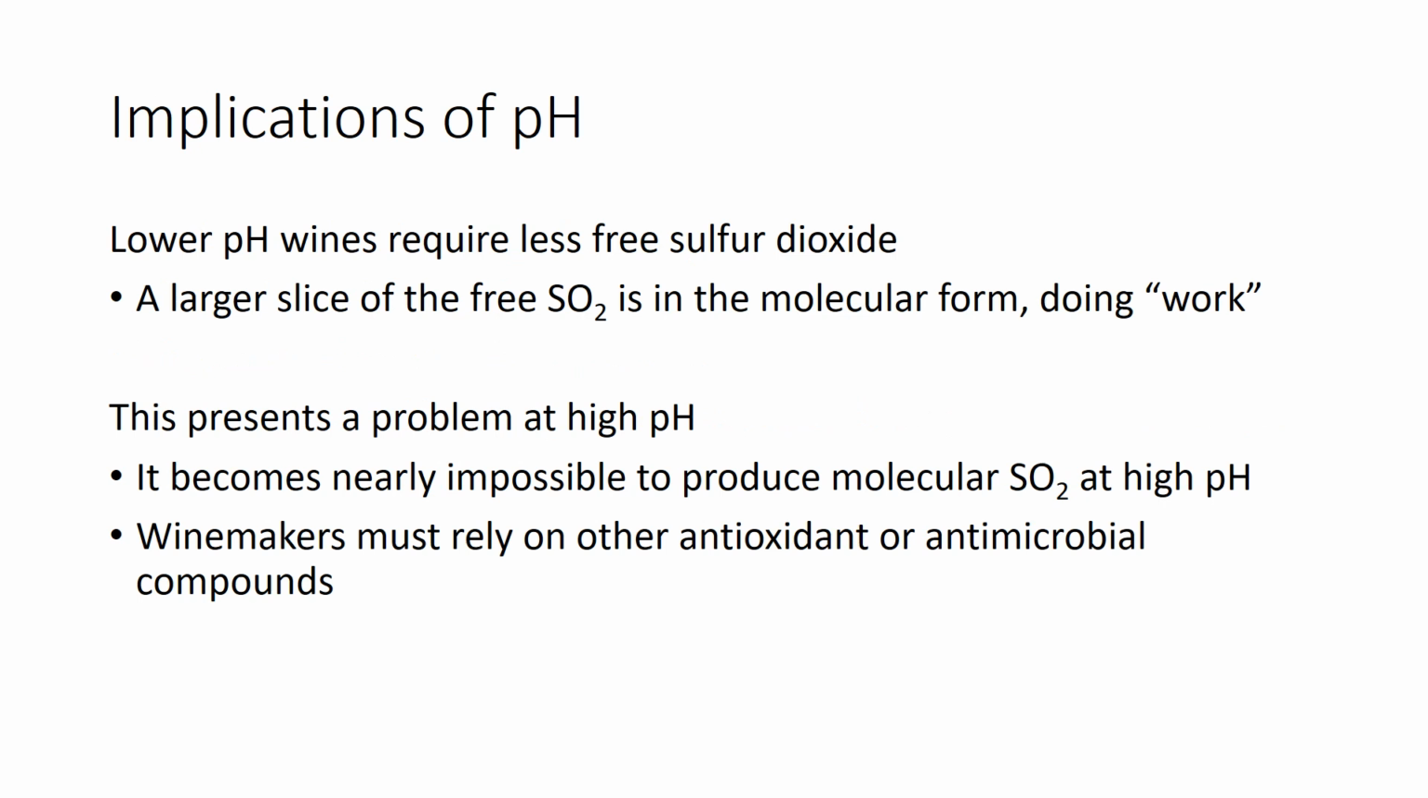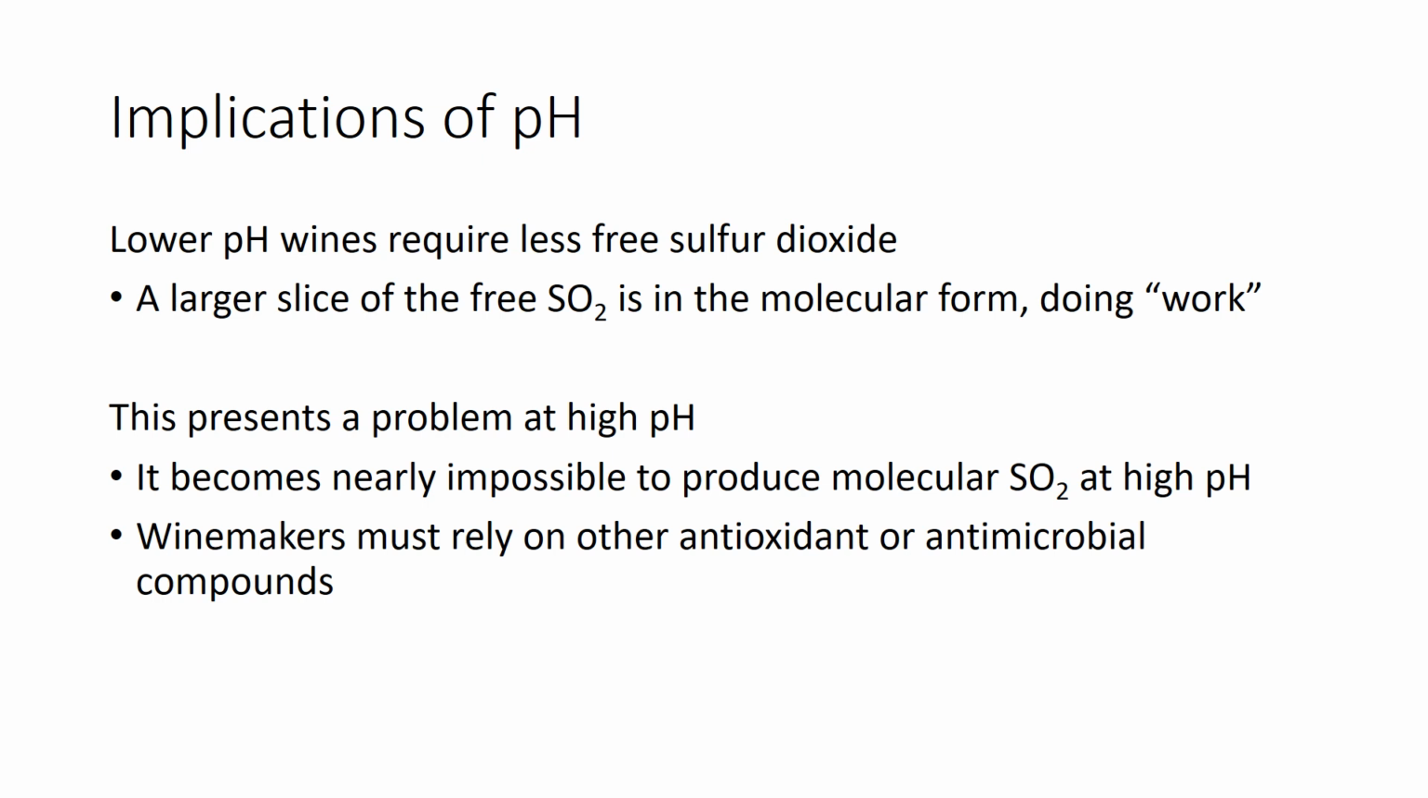Implications of pH on sulfur dioxide. This is important to think about different wine styles or concerns for winemakers. Lower pH wines require less free sulfur dioxide. So a larger slice of that free sulfur dioxide is in that gas form or molecular form, and it's doing work. Work being killing off bad microbes, work being preserving freshness of aromatics by working against oxygen.